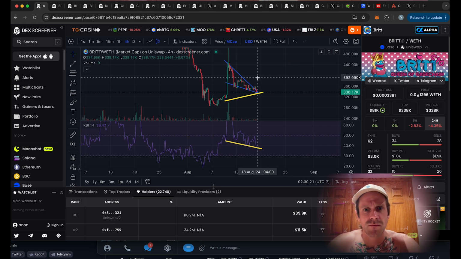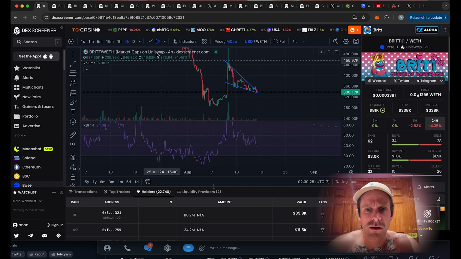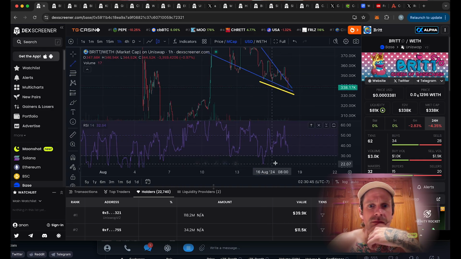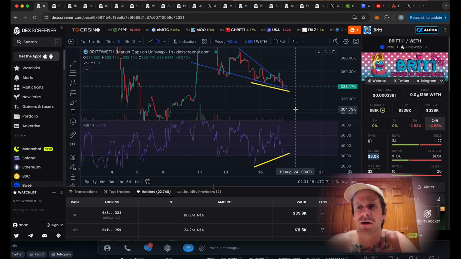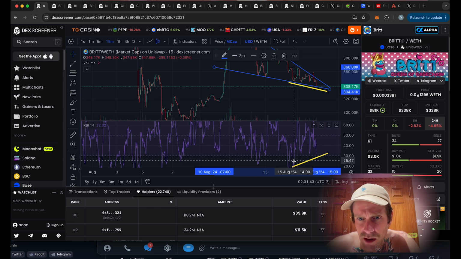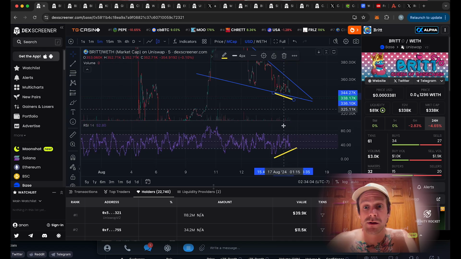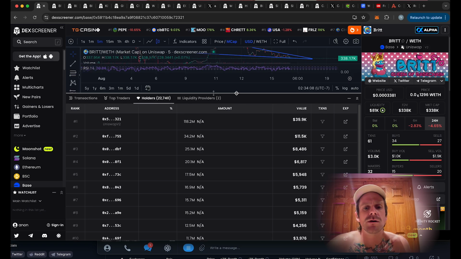So that's one of the divergences I see. Let's check out the 1 hour. See another divergence here. So it means the sell pressure's slowing down. See the 15-minute chart? Same divergence in the same zone there. Okay, so let's look at what's going on with the holders.